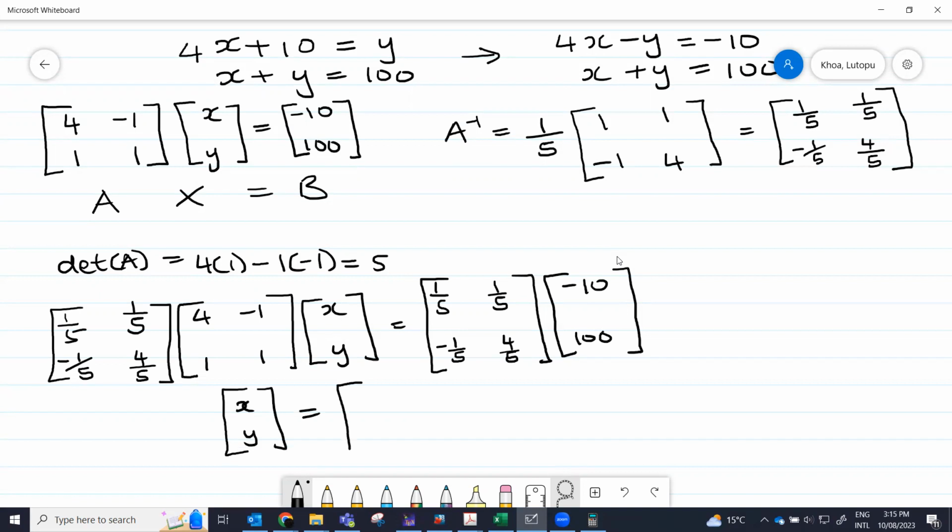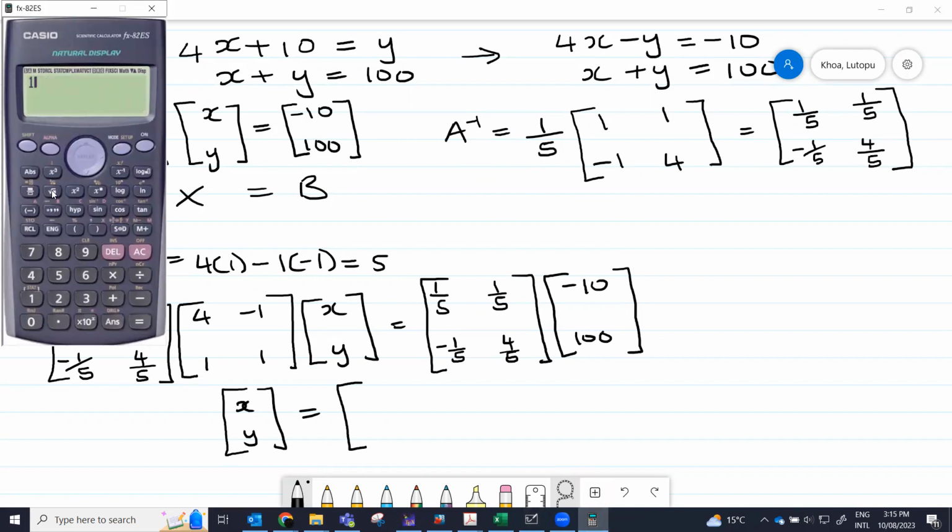Then on this side, we'll have 1 over 5 times minus 10 plus 1 over 5 times 100, which you can do on your calculator. So negative 10 plus 1 over 5 times 100. This gives us 18.